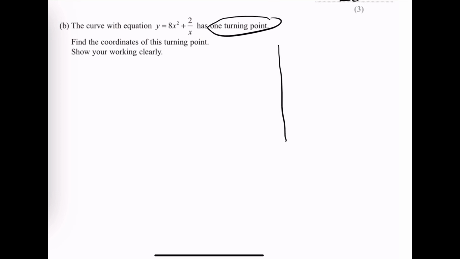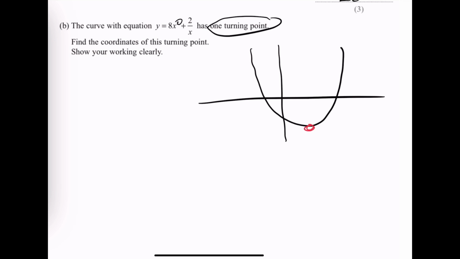So B, the curve with equation y equals 8x squared plus 2 over x has one turning point. A turning point is basically, this is a quadratic, so we know a quadratic looks like that. The turning point is this point over here, where the curve is going one direction, stops, and goes in a different direction and goes up again. What is one feature that is unique to it is that its gradient is 0.